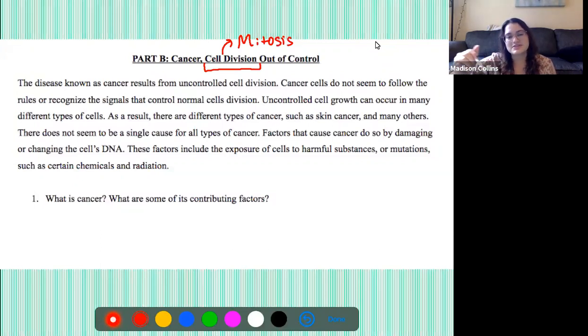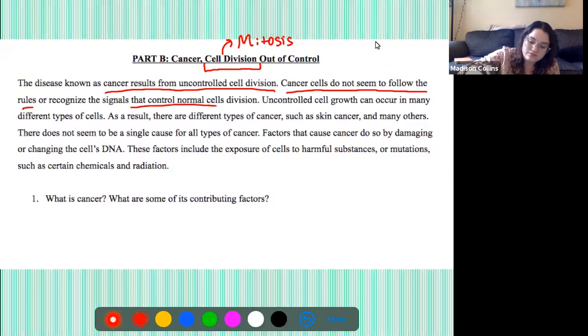So the disease known as cancer results from uncontrolled cell division. Cancer cells do not seem to follow the rules or recognize the signals that control normal cell division. Uncontrolled cell growth can occur in many different types of cells. As a result, there are different types of cancer, such as skin cancer and many others. There does not seem to be a single cause for all types of cancer. Factors that do cause cancer do so by damaging or changing the cell's DNA.